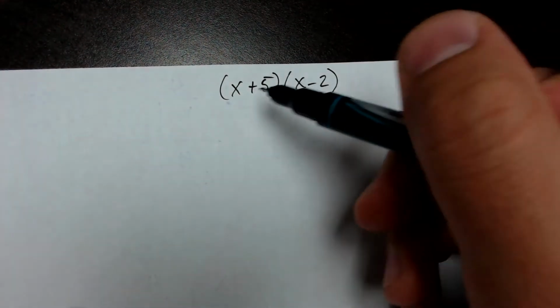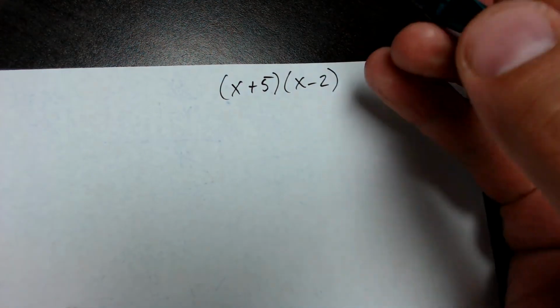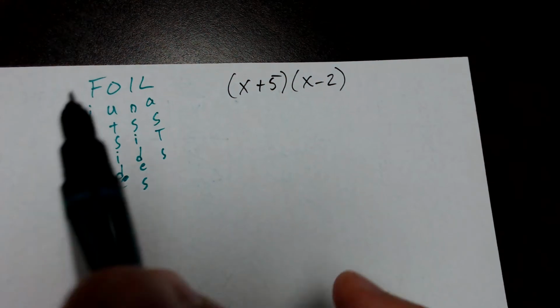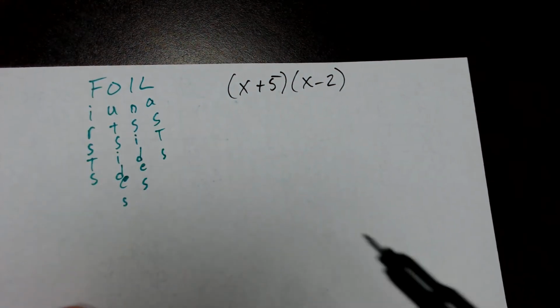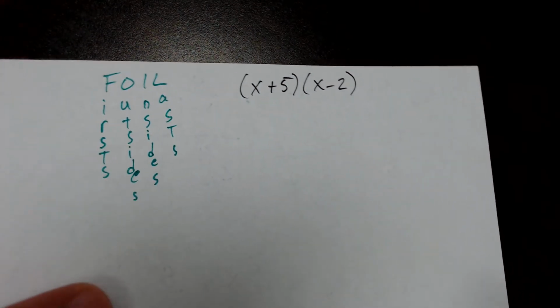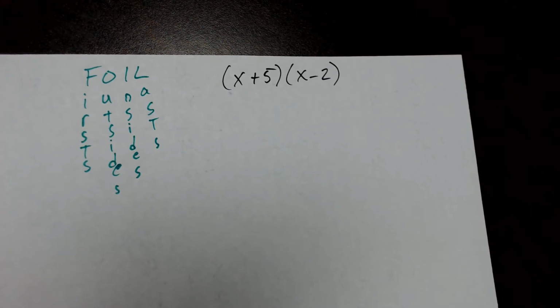We have two polynomials that are being multiplied, and FOIL stands for firsts, outsides, insides, and lasts. All right, so FOIL: firsts, outsides, insides, lasts. Wow, that looks really weird written vertically. Okay, so let's start with the firsts.